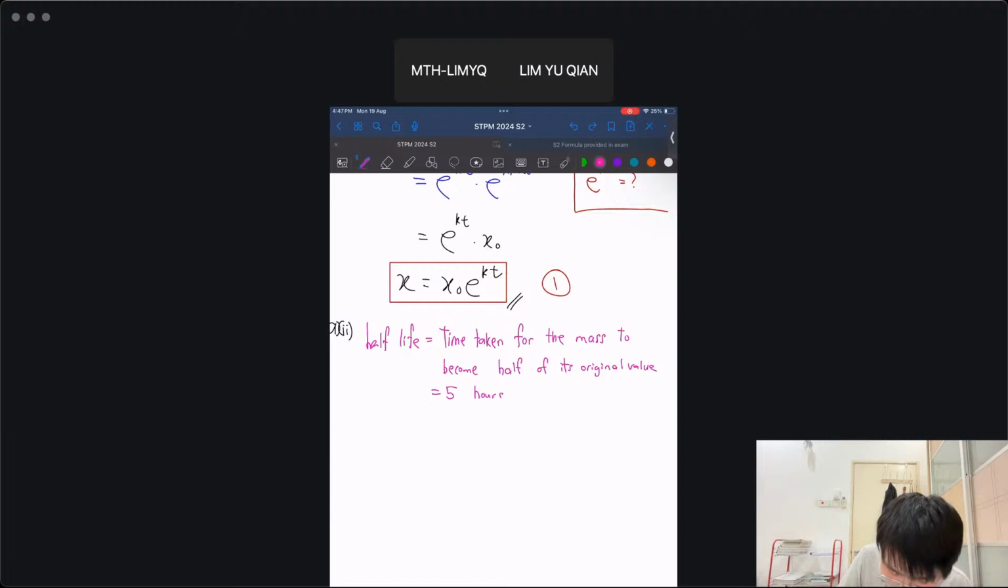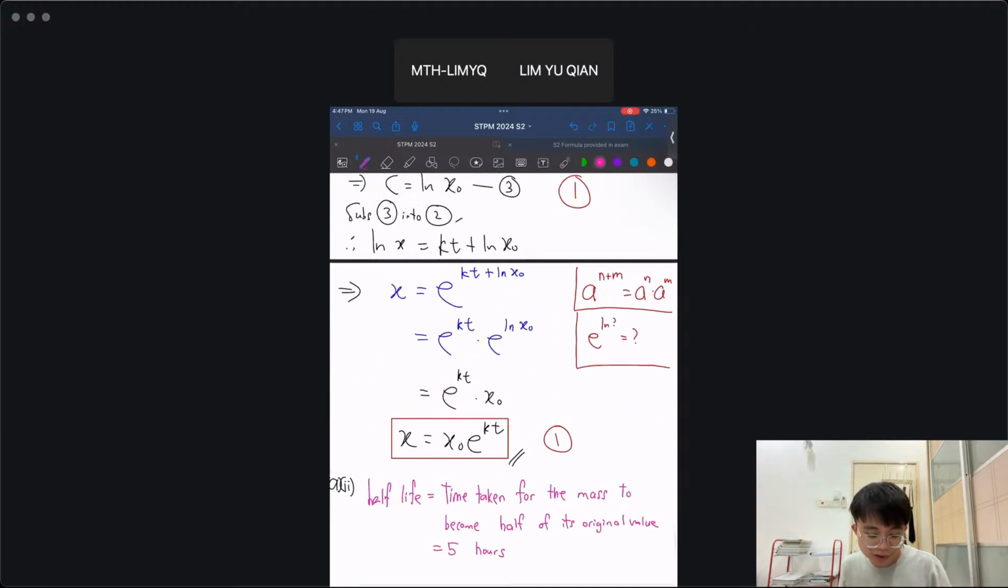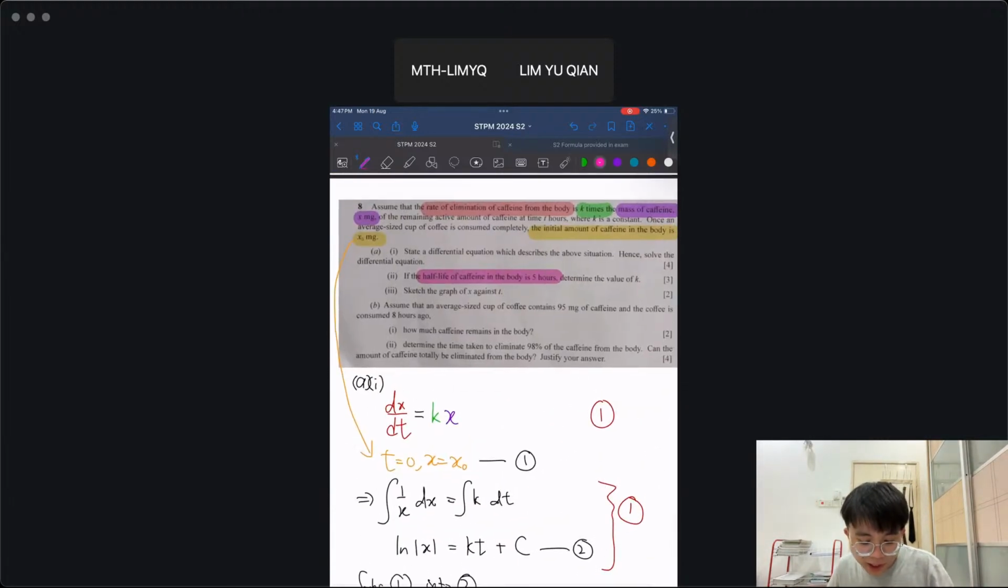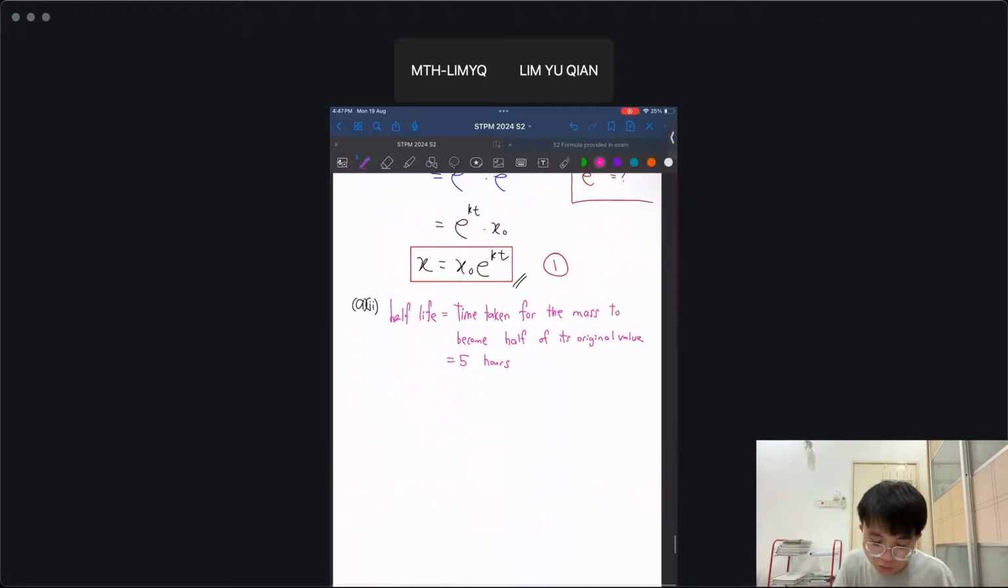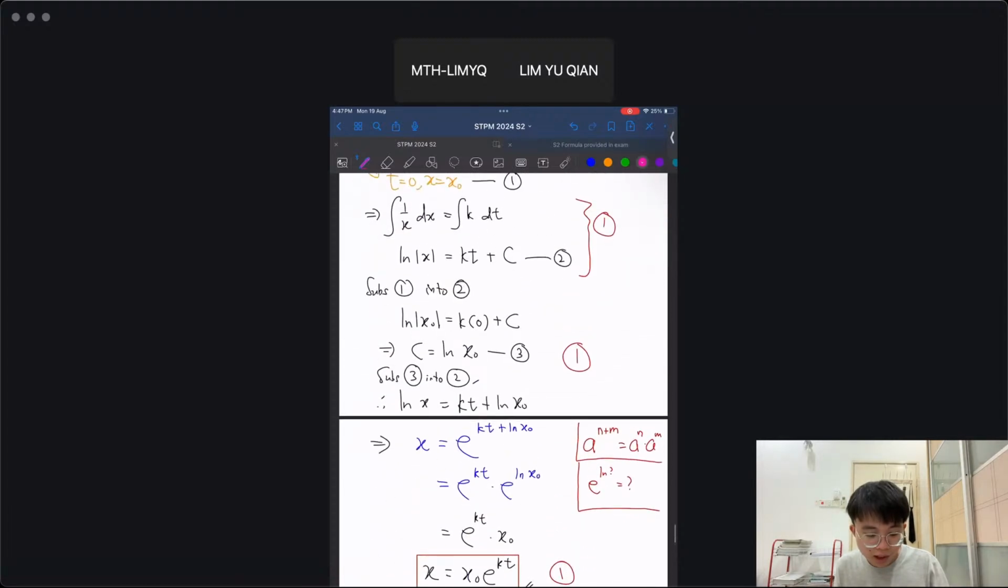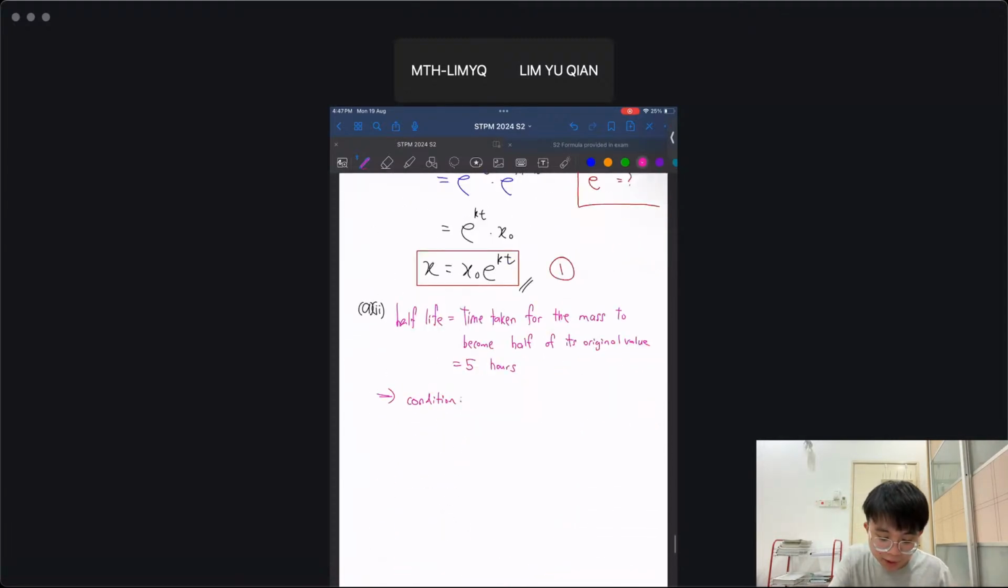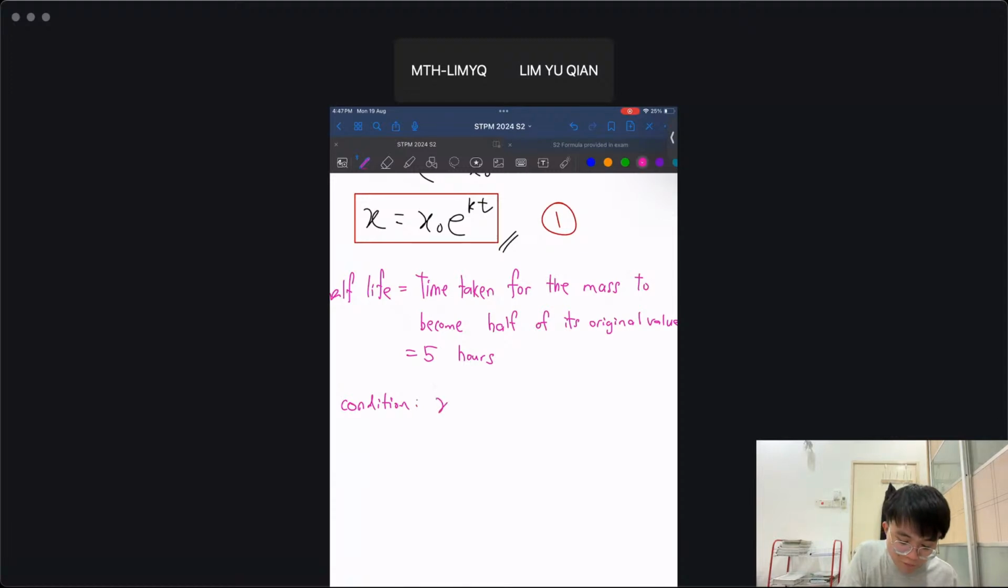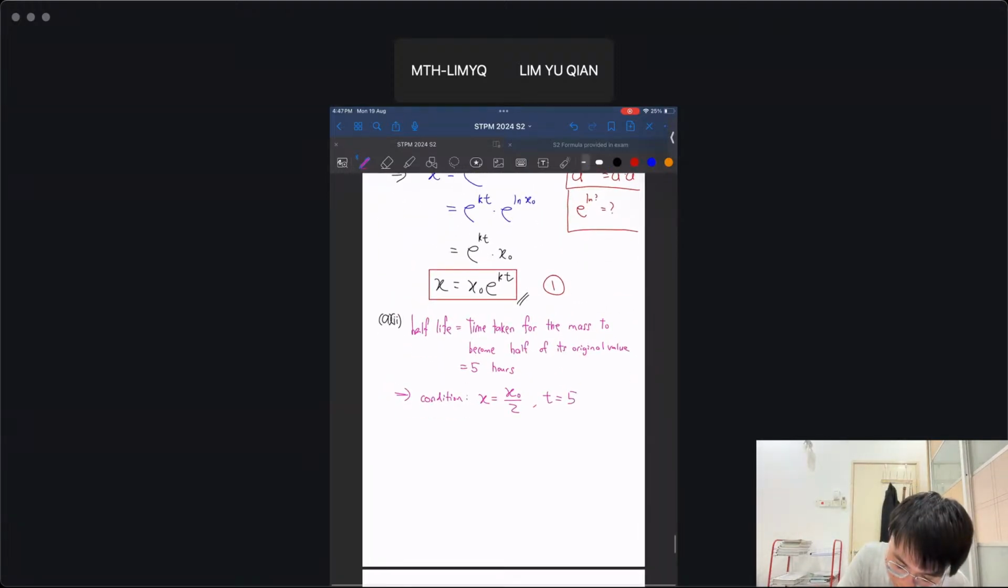You just substitute t equal to 5, because in this question they already mentioned time t hour. T is in hour, so no problem. So now this one tells you a condition. Because t equal to 0, x equal to x naught. Compared to this, if you want to drop to half of the original, it means x naught over 2, and that is when t equal to 5. This is a new condition.